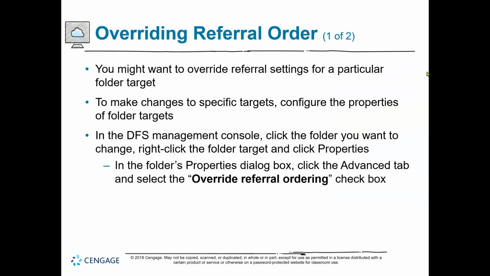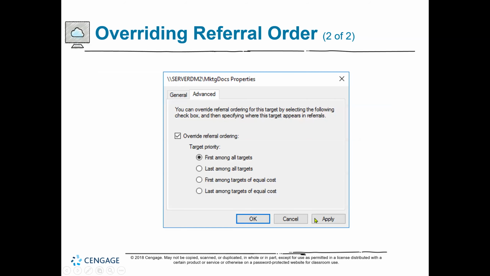Overriding referral order. You might want to override referral settings for a particular folder target. To make changes to specific targets, configure the properties of folder targets. In the DFS management console, click the folder you want to change, right-click the folder target, and click Properties. In the folder's Properties dialog box, click the Advanced tab and select the Override referral ordering checkbox. And here you go, Advanced, with our checkbox and target priority settings.